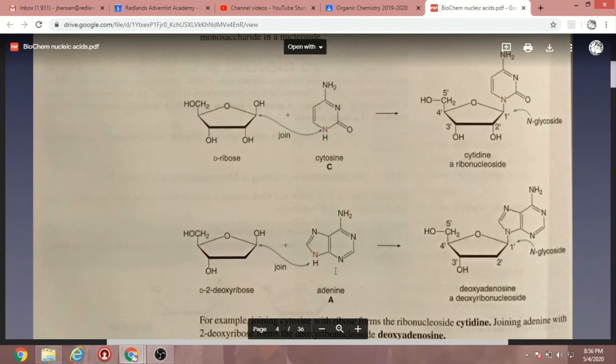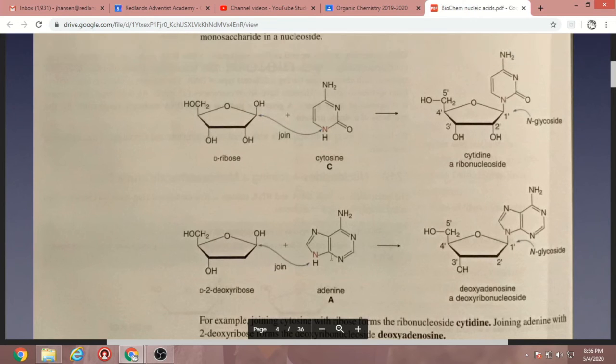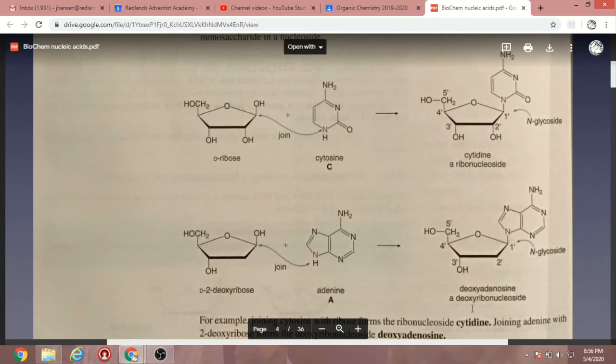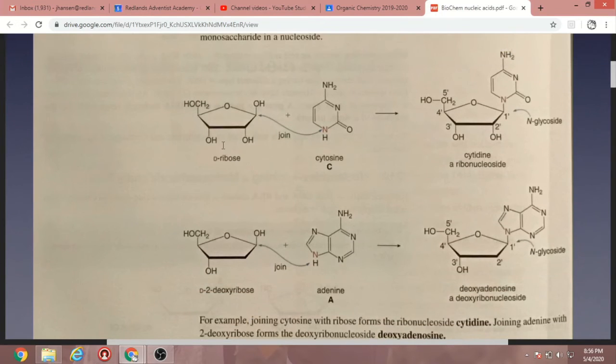Same for this assembly here. If you take 2-deoxyribose and join it with adenine, you're going to get deoxyadenosine. Okay, this is a nucleoside. This up here is a nucleoside. We call it cytidine, and it's a ribonucleoside. Down here, this is a deoxyribonucleoside. Okay, so let's analyze that again. We have a ribose up here coming together with cytosine.